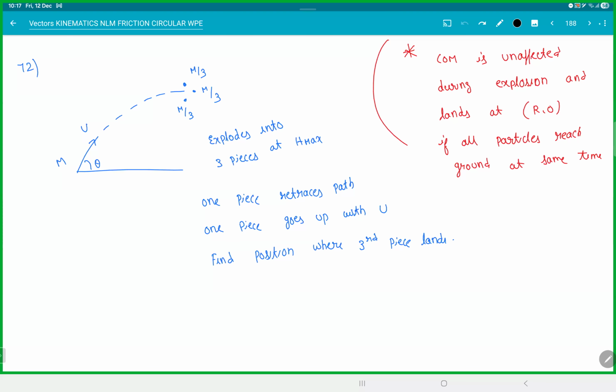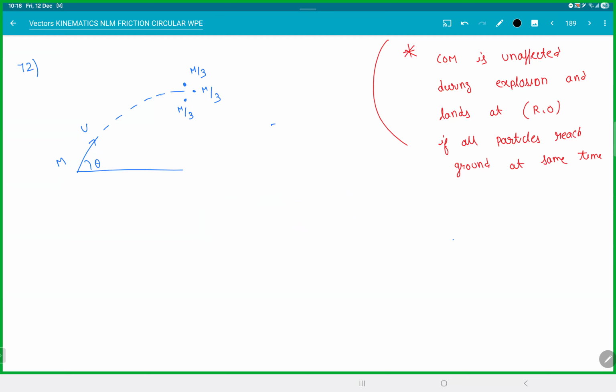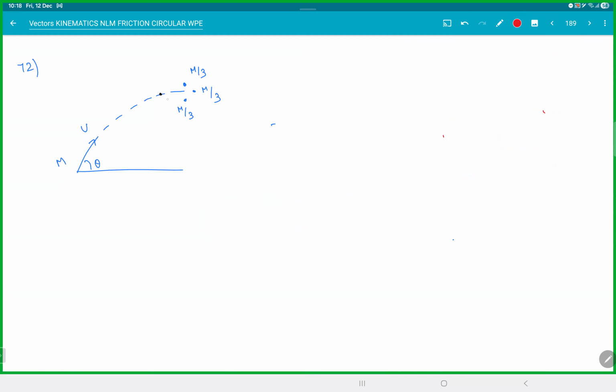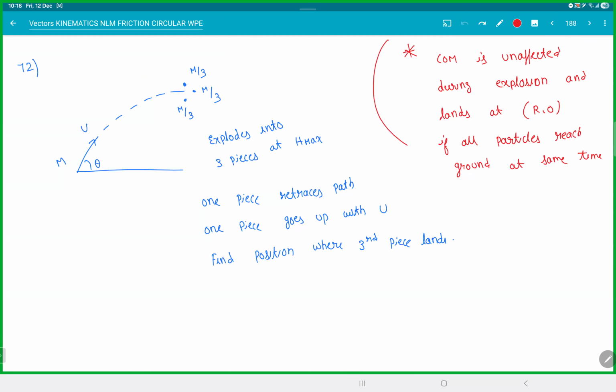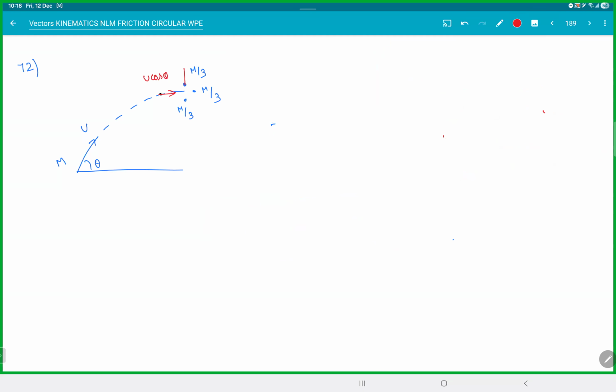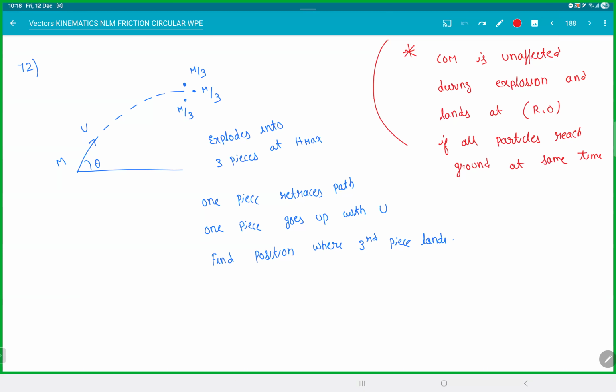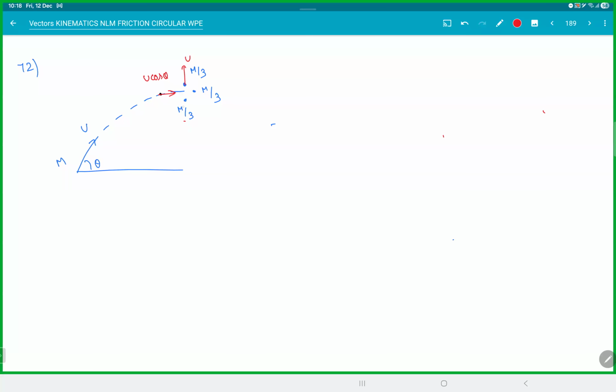Let's see. So when this particle is coming, it will have a momentum of u cos theta. After exploding, they all are going with speed u. This guy goes with u, this guy goes with u, and two pieces are going up and down. One will retrace. So if you're retracing, you're going back with u cos theta. The other guy is going with u. So conservation of momentum: m u cos theta i cap.